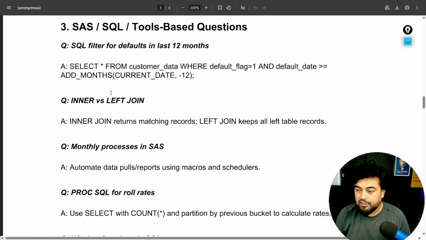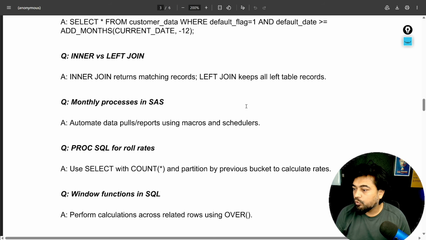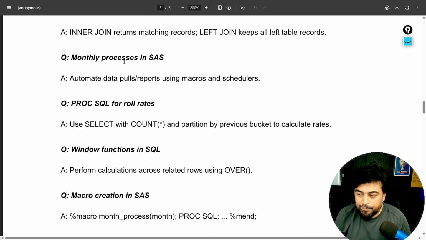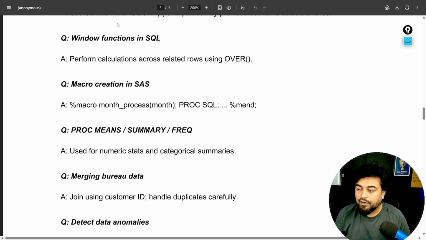Then inner join versus left join. Inner join returns the matching records only in both tables, while left join keeps all the records from the left table and only the common ones from the right table. Monthly processes in SAS, this is pretty much self-explanatory. Don't focus on this. PROC SQL for roll rates uses select and count star. Then what are the window functions in SQL? They perform calculations across rows. For example, OVER is one of the window functions.